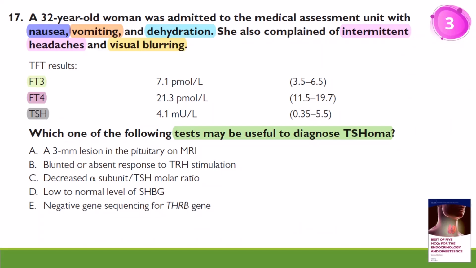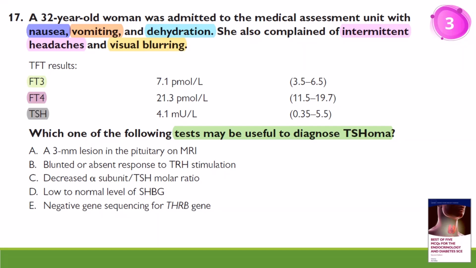A blunted response. Why not A? A 3 millimeter lesion in the pituitary MRI. This is a TSHoma. Incidentaloma is common. Yes, pituitary incidentaloma is common, and usually TSHoma is a macroadenoma. Most cases are macroadenoma. What about decreased alpha subunit? No, high. It is elevated. In TSHoma usually the alpha subunit is elevated.